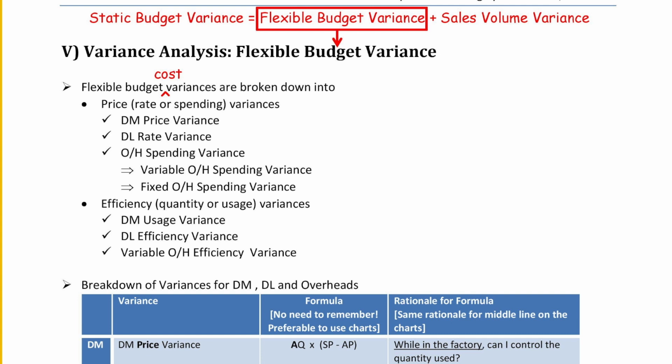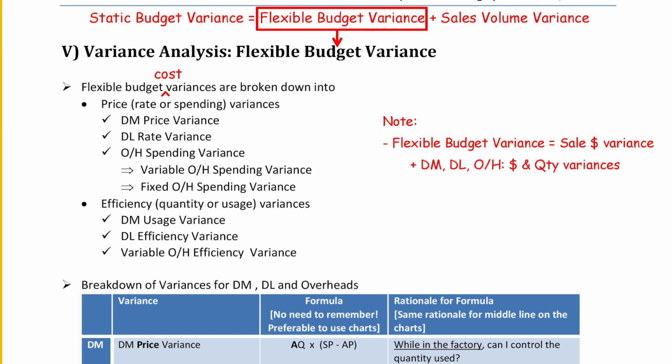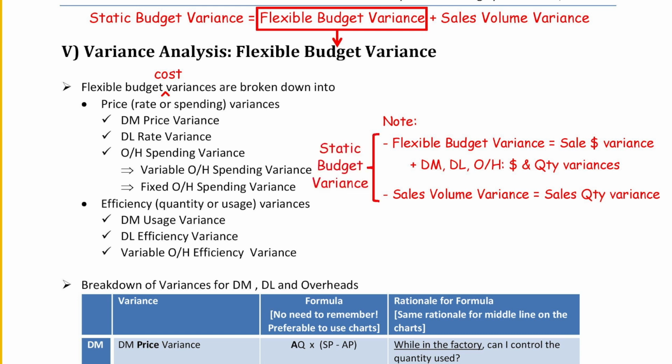Now on the right hand side, I wanted to write a note down here. Flexible budget variance is equal to sales dollar variance plus direct material, that's DM, direct labor, DL, overhead, OH. So all these dollar and quantity variances. Next, sales volume variance is equal to sales quantity variance. And draw a bracket on the left of that, static budget variance.